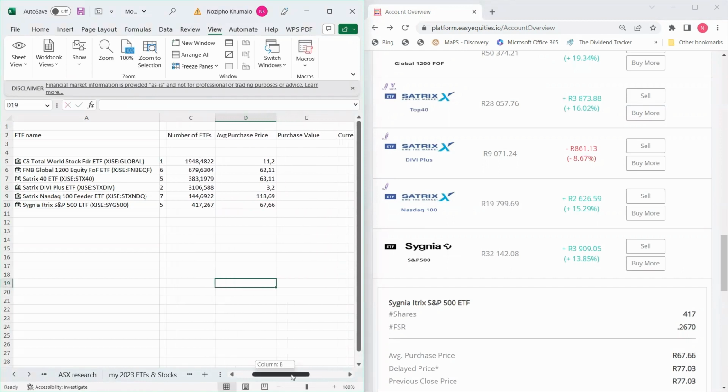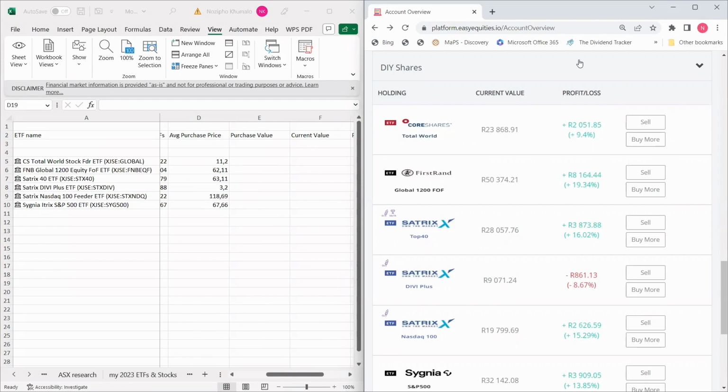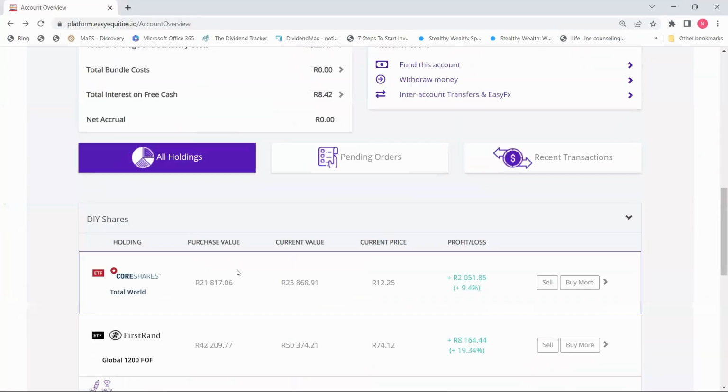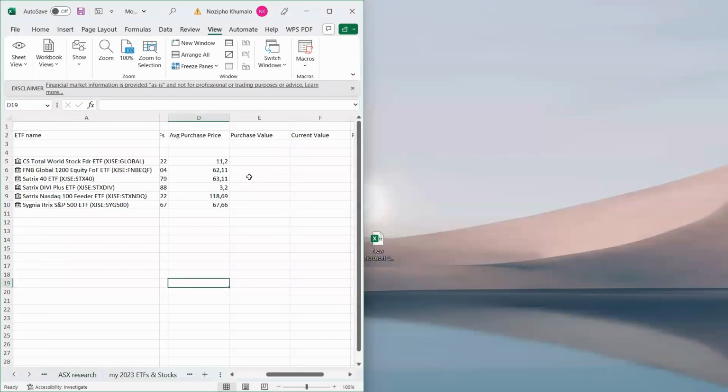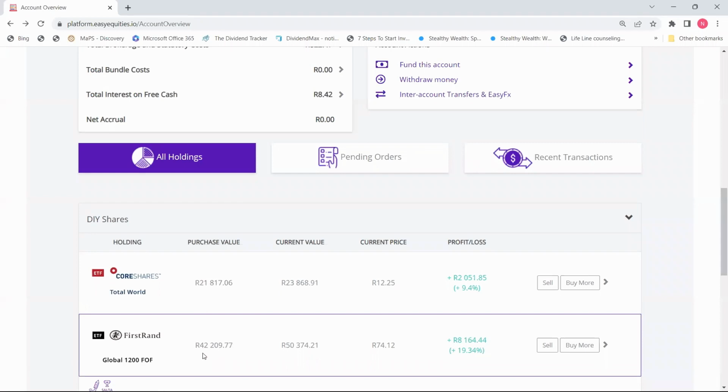Let's move on to the next column, which is the purchase value. So for the Core Shares Total World, let's see. This is the purchase value. 21,817 Rand and 6 cents. Okay, I hope I remember that. So it's 21,817.06. Okay, that's how much I paid in total for those ETFs. Then next is F&B. I paid 42,209 and 77 cents.